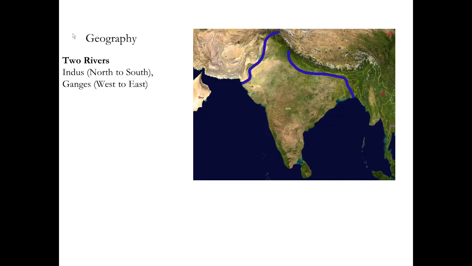So one of our big themes in our 102 class is the national and religious tensions in India. It is one of the themes of that class. But right now we're talking about geography. And so we have the Indus River and we have the Ganges. And we have two rivers in the northern third of the subcontinent.